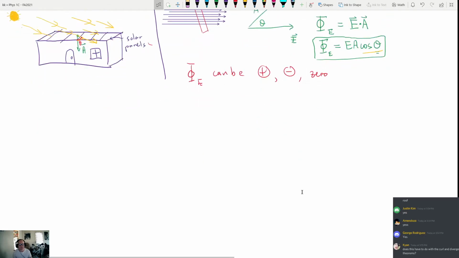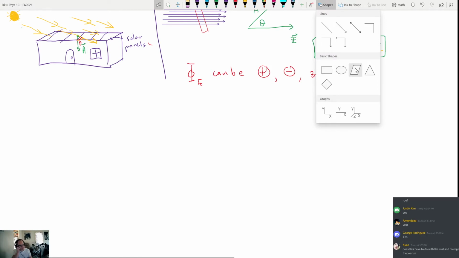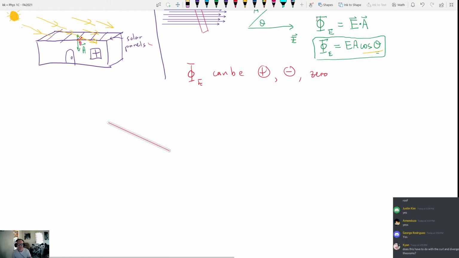Alright, let us do a problem. And I was going to do something really simple, but instead, we're going to do something slightly more complex. Alright, so we're going to do a uniform field through a triangular prism. That's what we're going to do. So we're going to kind of make this one up on the fly, but I have a problem in mind that I'm basing this on.